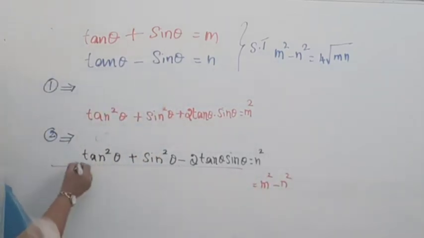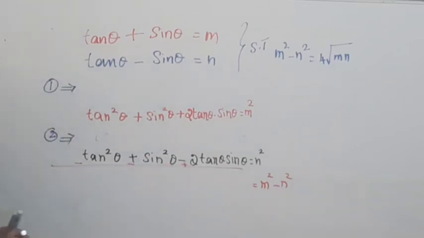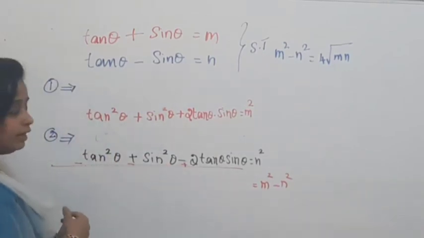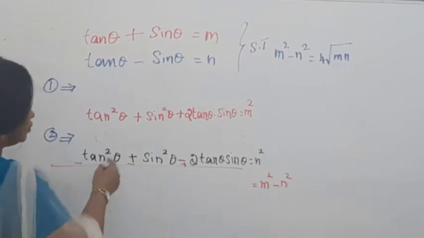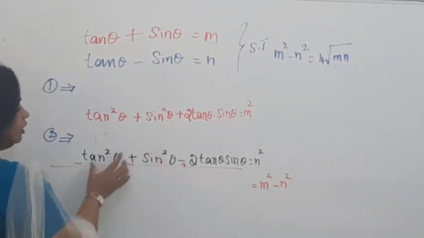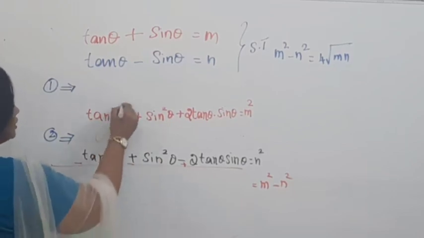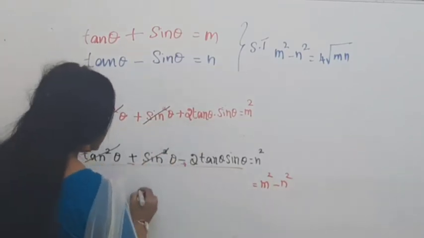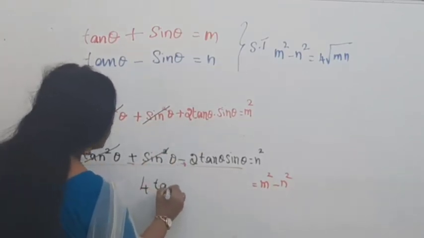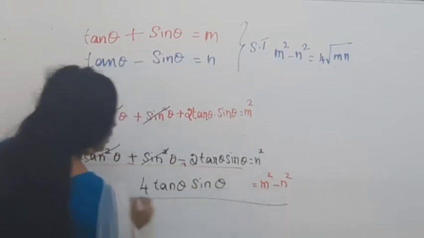I am going to subtract, meaning what will you do? You will change the symbol. Subtraction means that what is to be subtracted gets the opposite symbol. So you are subtracting this term in this equation, so change the symbol. What is happening by changing the symbol? This gets cancelled. So this is 4 tan theta sin theta. You almost reach the answer.